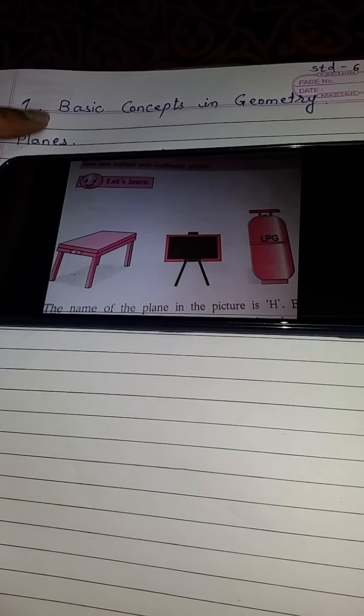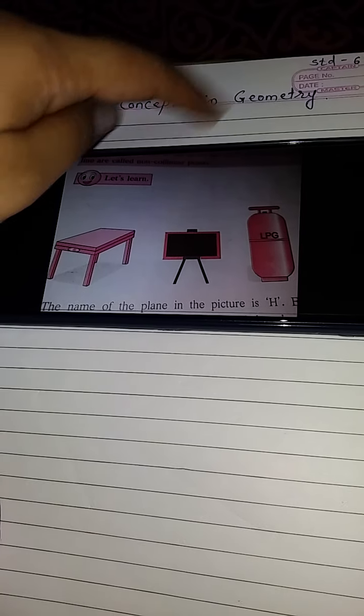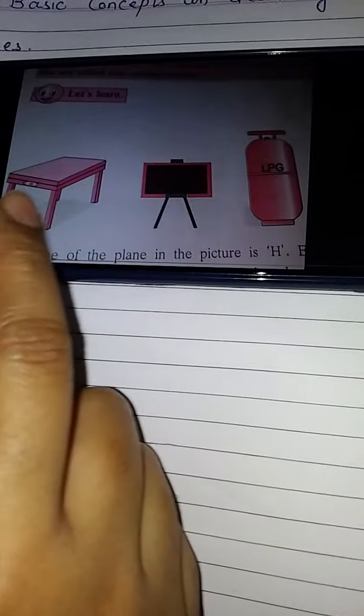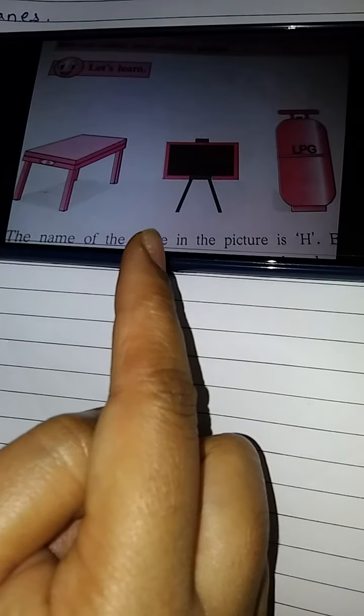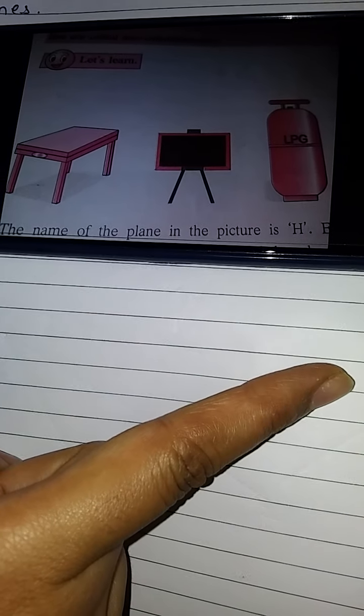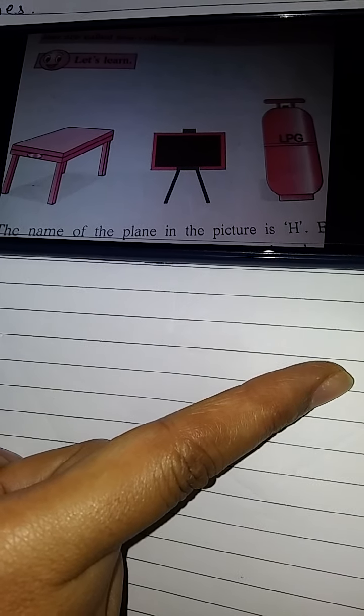See, 6th standard, chapter 1st, basic concepts in geometry. In that, plane is our point. Look at this picture. What kind of surfaces do you see? The surfaces in the first two pictures, means this and this picture, are flat. Each flat surface is a part of an infinite surface.